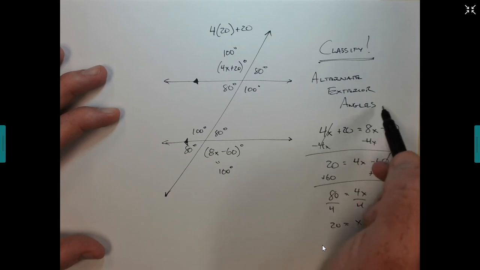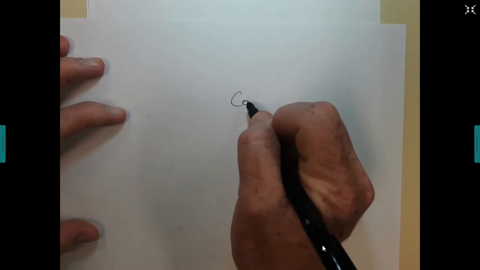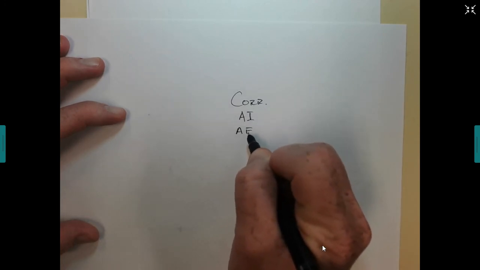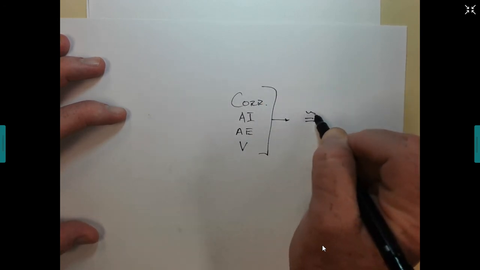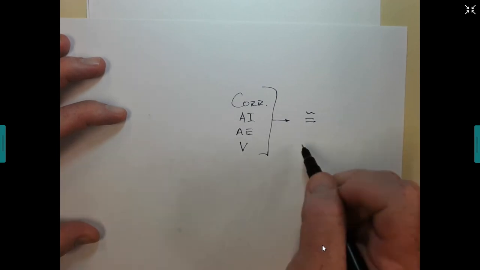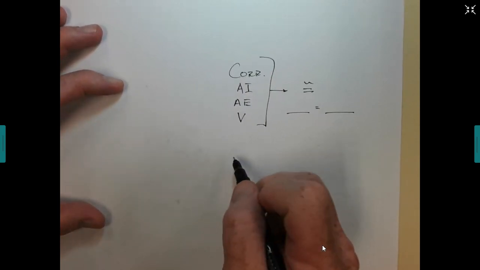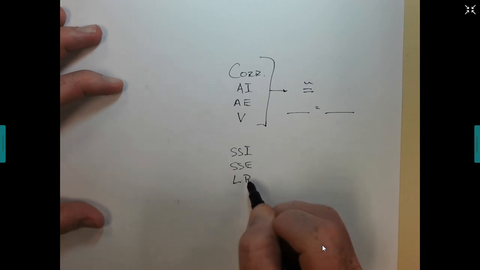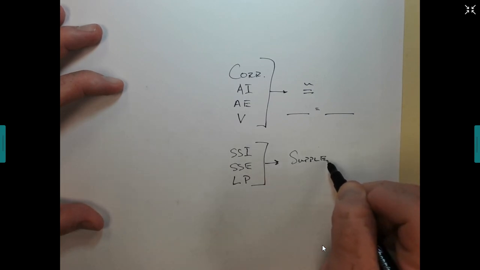Classify. That classification will lead to an equation. And even if I'm going to try and even simplify it even more, if your classification leads to corresponding, alternate interior, alternate exterior, or vertical angles, that means you have some congruent angles. If they're congruent, take one angle, set it equal to the other, and you should have a good equation ready to go. If you have same side interior, same side exterior, or a linear pair, those are going to be supplementary.